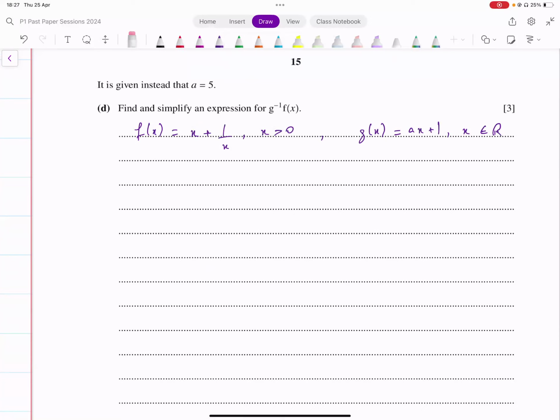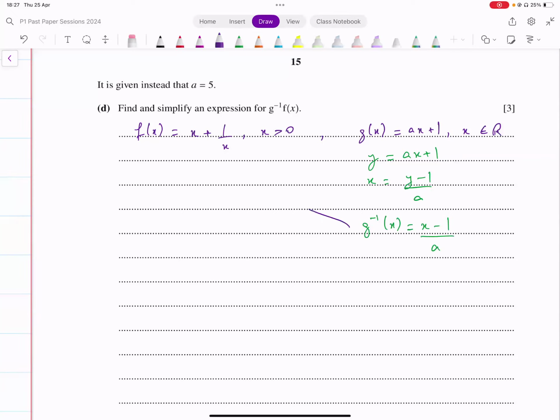First of all, for that, we need to find the function g inverse. Let's do that first. We replace g of x with y, and that gives us y equals ax plus 1. Make x the subject, that will be y minus 1 over a. So g inverse of x becomes x minus 1 over a. That's the inverse function.